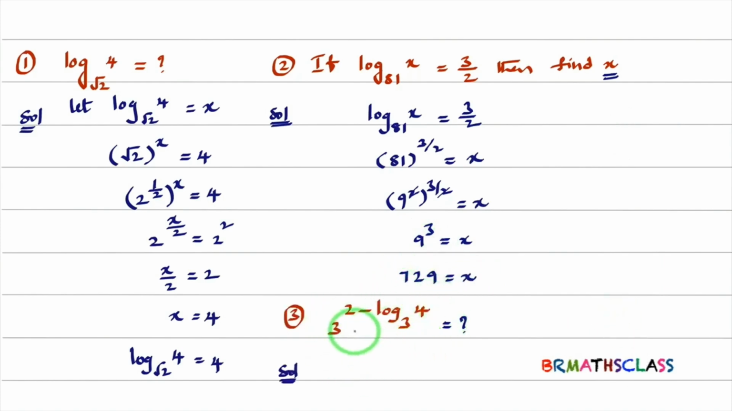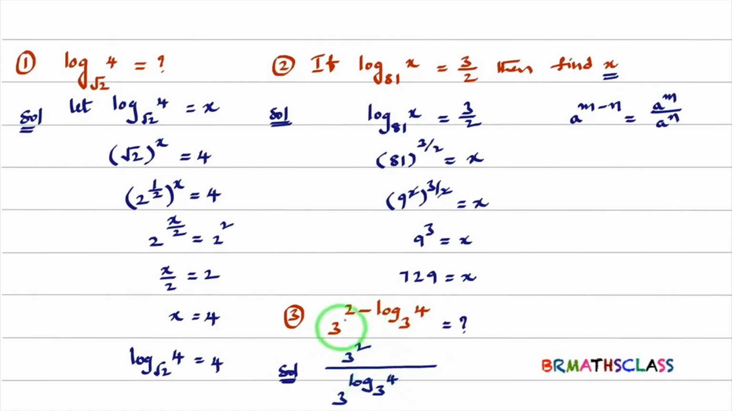You see this question. 3 power (2 minus log 4 base 3). The 2 minus log 4 base 3 is in the power of 3. We know this result from the laws of indices. What is that? a power (m minus n) can be written as a power m divided by a power n. So it is also of the form a power (m minus n). So this can be written as 3 power 2 divided by 3 power log 4 base 3. Please try to understand.